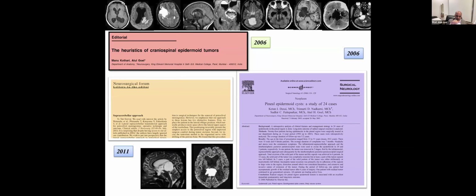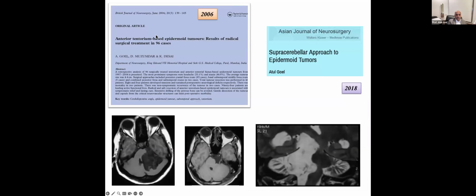So if you retract the cerebellum down, you see directly the tumor. And then you start working on this, and we call it tentorium-based epidermoid tumor. The approach to epidermoid tumor is supracerebellar, not retrosigmoid. These are along the tentorium, and these are soft tumors. These are beautiful tumors, but the attack is supracerebellar.